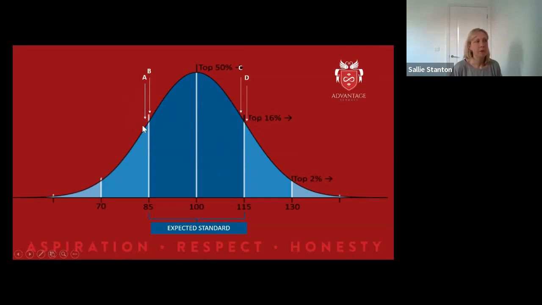And No More Marking, looking at writing analysis, have identified that in the Year 6 SATs, for example, there's about a three-year difference between pupils at the two far ends.